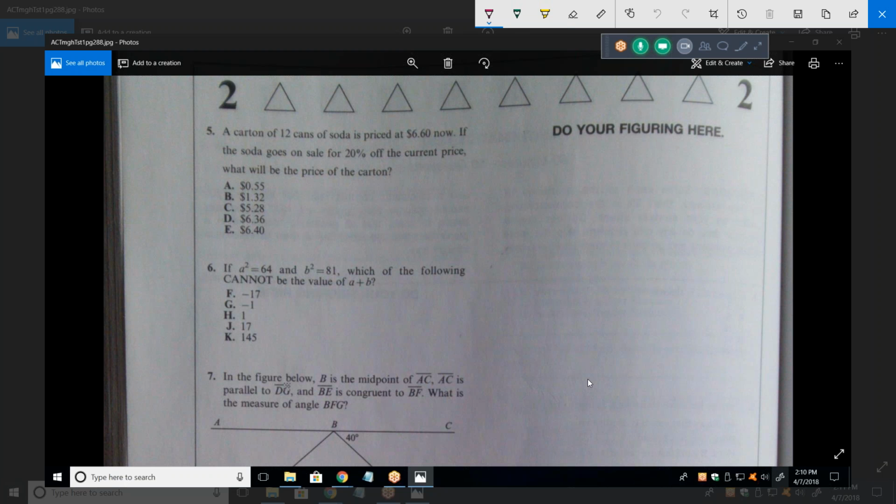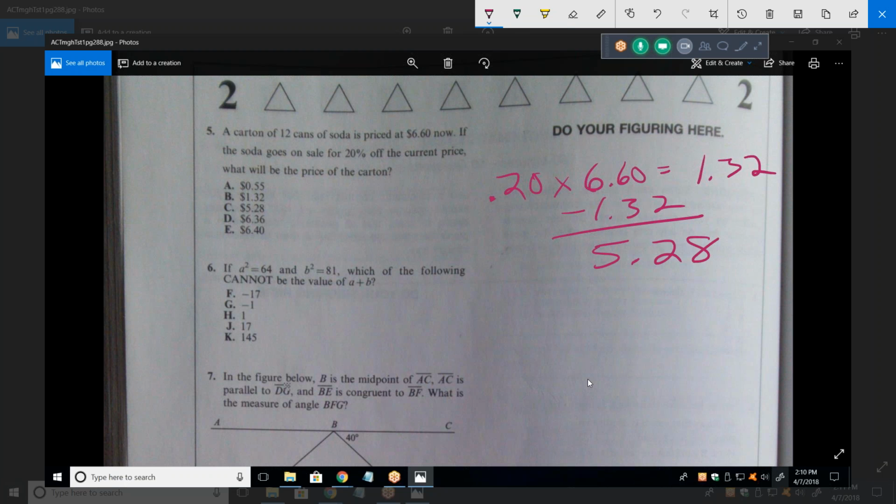So tell me how you're going to solve it. So is the answer C? Because what I did was I multiplied 20% times $6.60, and then I got $1.32, and then I subtracted that from the $6.60. Okay, that is the correct answer.